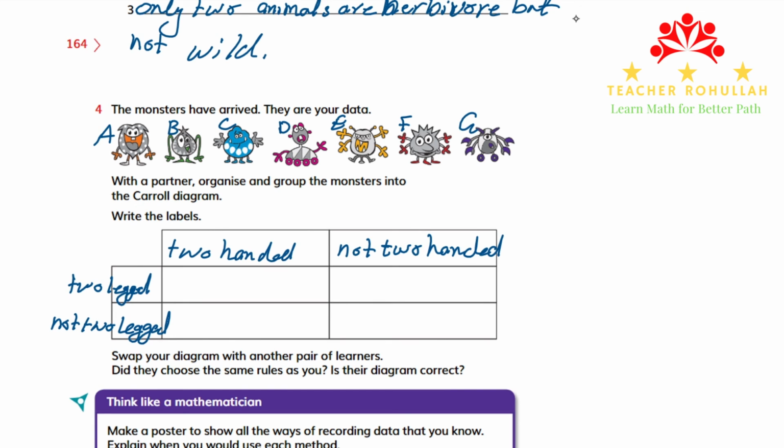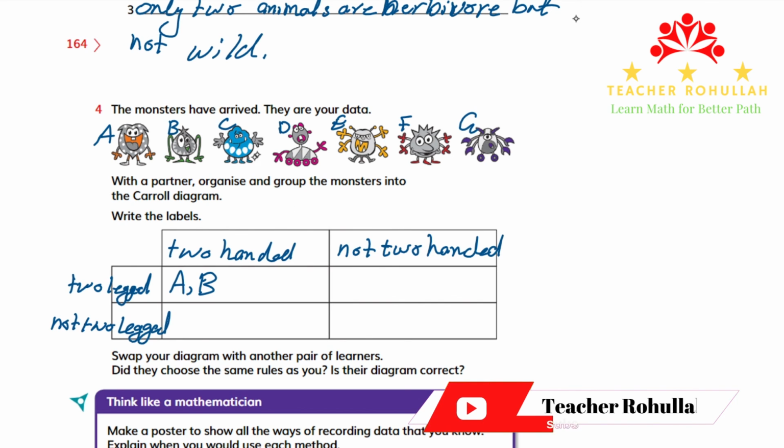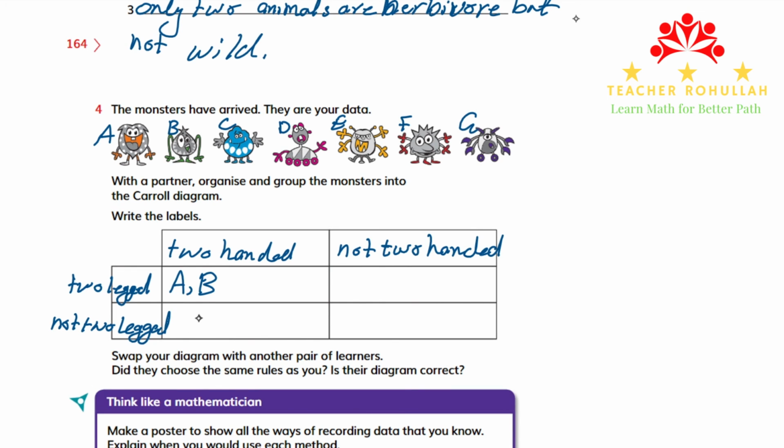So now we put them based on the qualities that they have in the correct place. Let's start with A. So A says two-handed and two-legged. Where does it come? It comes here because it is two-legged and two-handed at the same time. So A comes here. A is the first monster. B is also two-handed and two-legged. So B also comes here. How about C? It is two-handed but not two-legged. It comes in the part that says not two-legged. So C comes under two-handed but not two-legged.